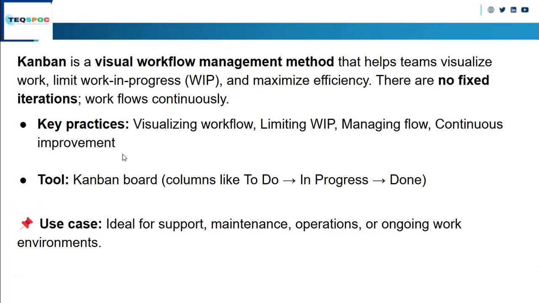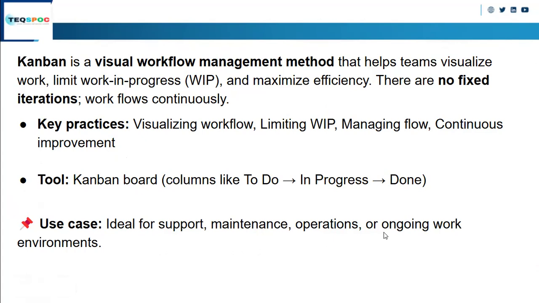So what are the key practices in Kanban? Like visualizing the workflow, meaning the dashboard is visual. We can easily see what task has been assigned to which person, and we can limit the work in progress. We can manage the flow, and continuous improvement is done. The tool basically used for Kanban is the Kanban board. Now, Kanban is generally used by support teams, IT teams, maintenance teams and operations.